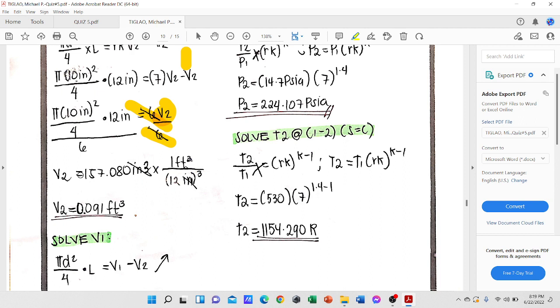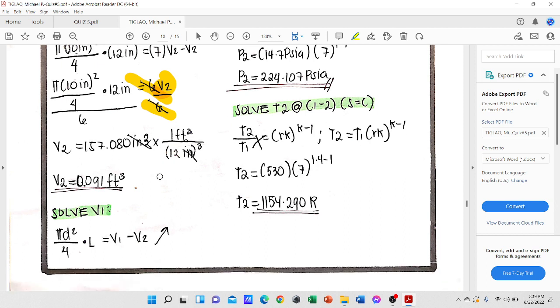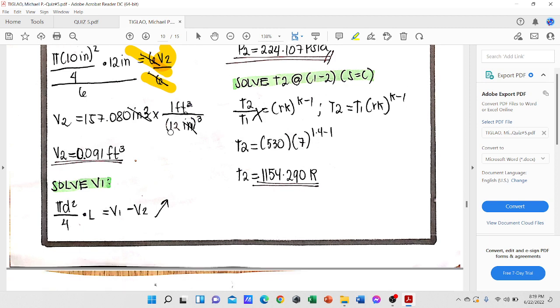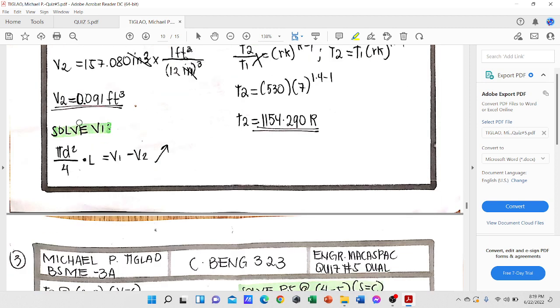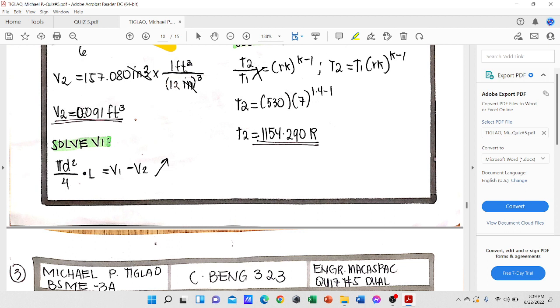So, in volume 2, we need to be in cubic feet. So I converted the inches into feet. Every 12 inches is equal to 1 foot, so for cubic feet, our volume 2 is equal to 0.091 cubic feet. So I have obtained volume 2.